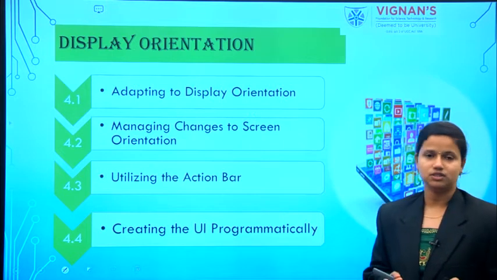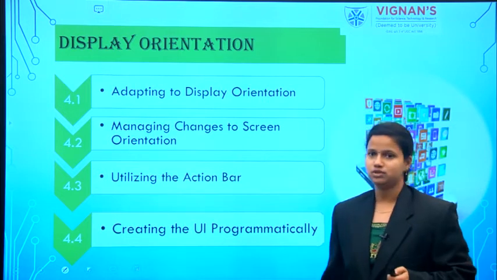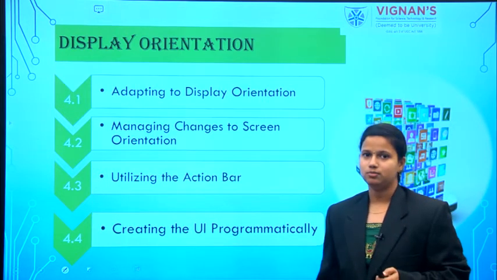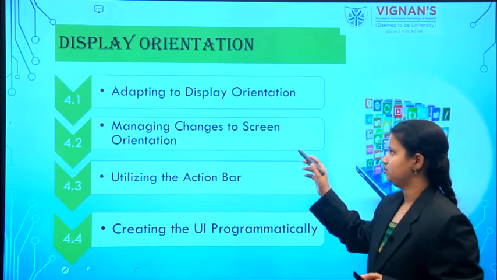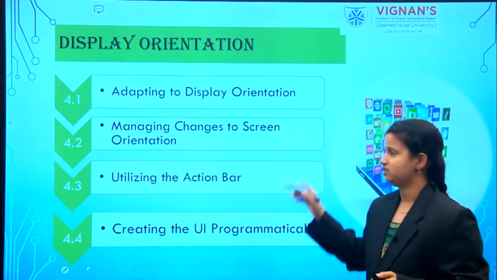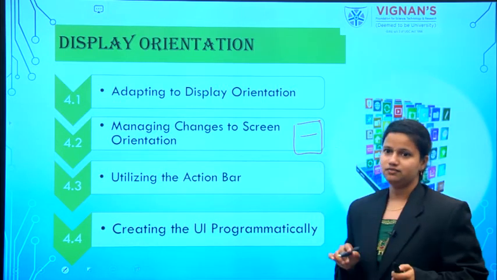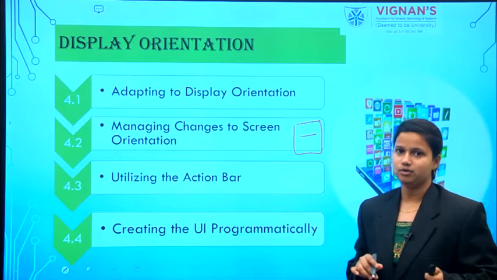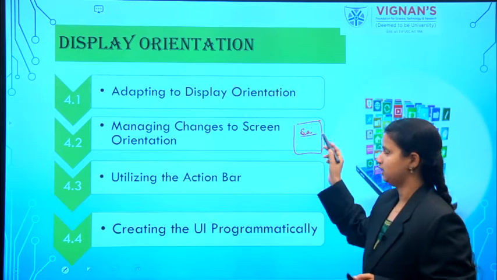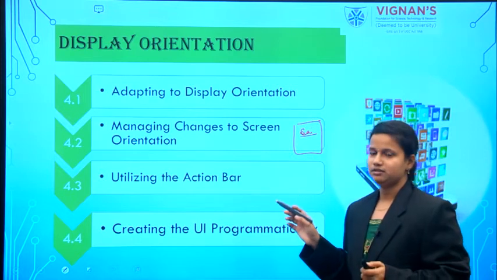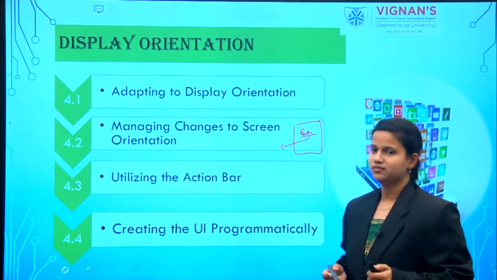What are the different observations we have to perform? The next thing is managing the changes to screen orientation. If your user interface has an EditText and that EditText does not have an ID property, then the content presented in it will disappear, so we are losing that information. How do we collect that information?